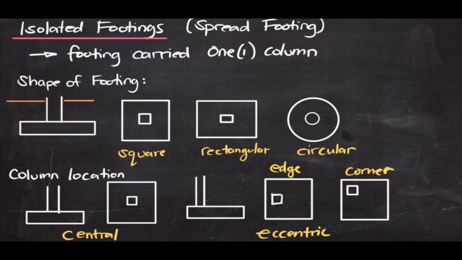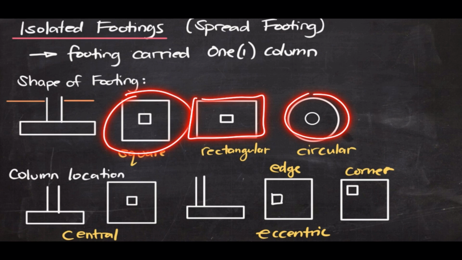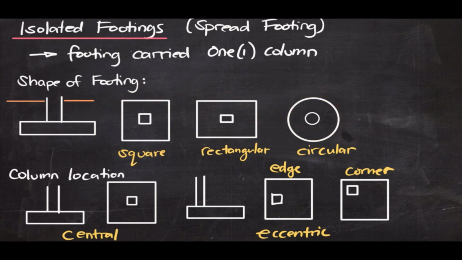So examples of isolated footings, we have square, rectangular, or circular isolated footings. So the shape varies. The column location also varies. The column can be at the center, or it can be eccentric towards one edge or even towards a corner.